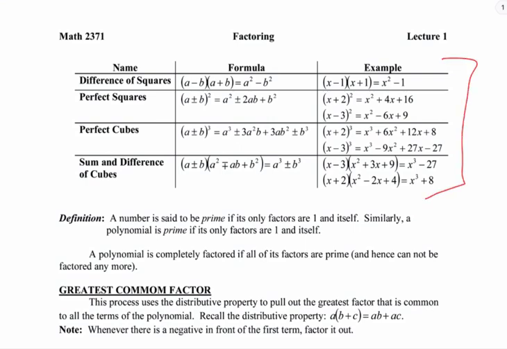The most often used, other than distributive property, so you can add distributive property here, which is A times (B plus C) equals AB plus AC. So other than the distributive property, the most common one is the difference of squares.